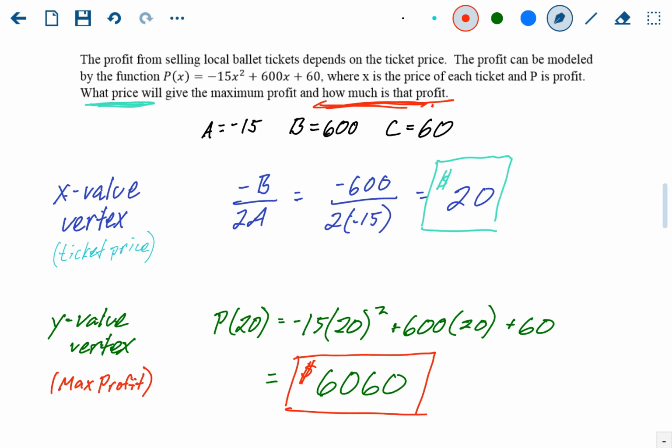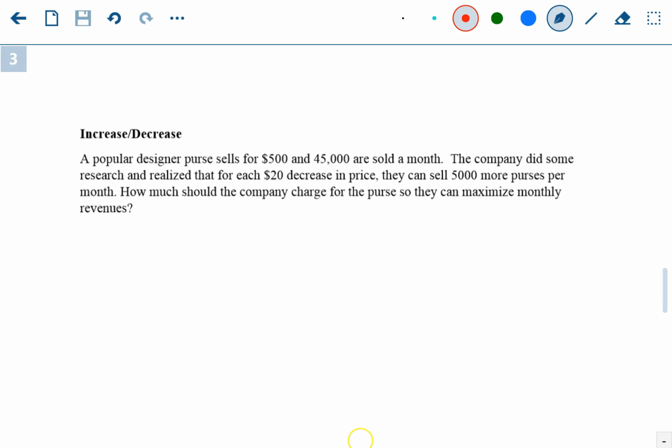So like I said, those are kind of easier than the previous ones because you're given the equation instead of having to write the equation. The last type of problem we're going to do is, I call them increase-decrease problems. They're also just maximizing profit or maximizing revenue problems. But you know, it's a very special type. This one's probably the hardest type you'll see.